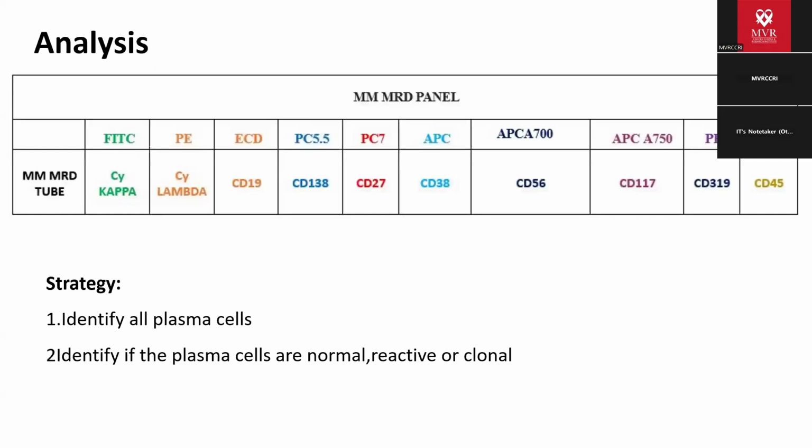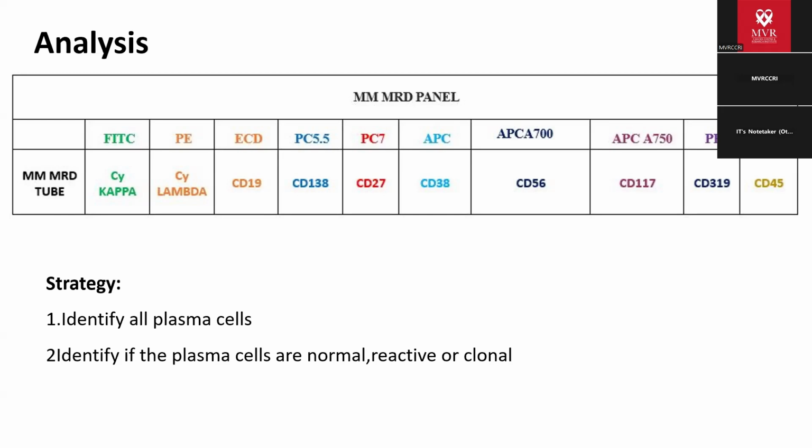So this is a myeloma MRD panel that we do in MVR. We have the CD45, okay, and the 138 and 38. These are the markers by which we identify all the plasma cells. And then we have other markers to say whether they are normal or reactive. That is the 19, 27, 56, 117. And finally, to see whether they are clonal or polyclonal or monoclonal, we use kappa and lambda. So the strategy is that initially we identify all the plasma cells, and then we try to see among these plasma cells whether there are any clonal plasma cells.